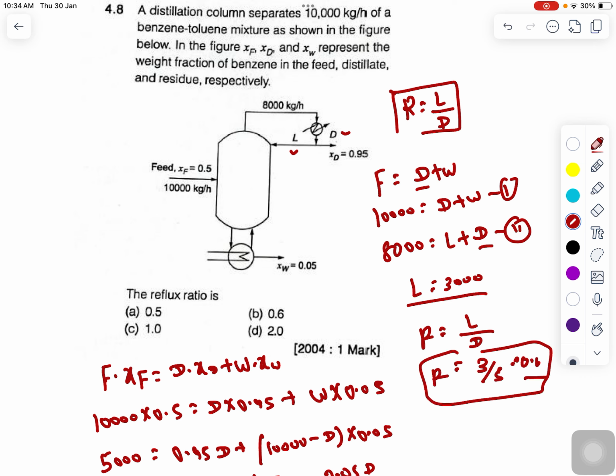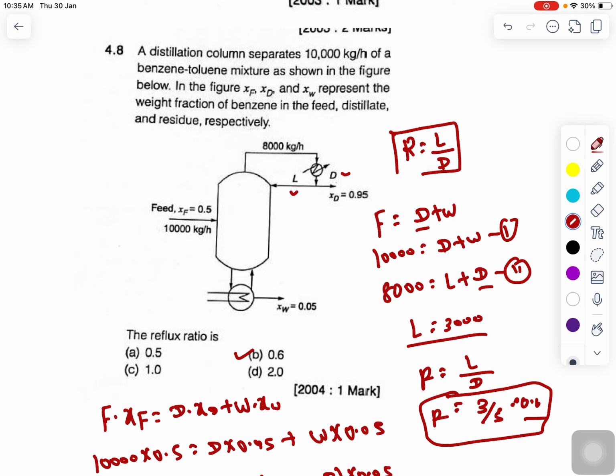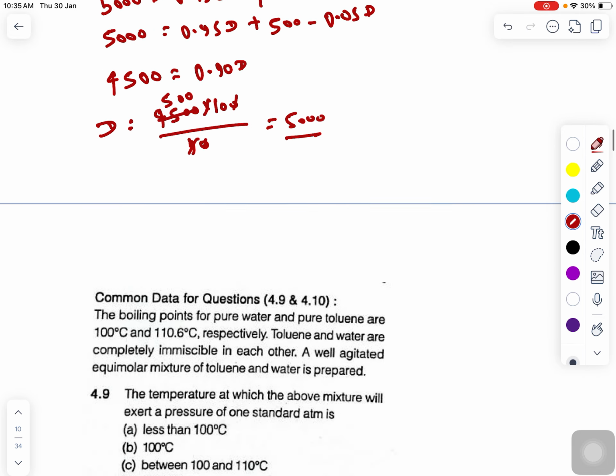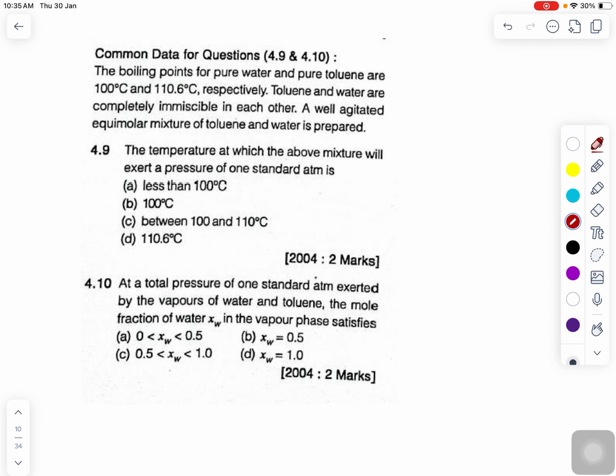So you have calculated the reflux ratio is 0.6, right? This was also a very fundamental question that requires the overall balance and component balance over the distillation column. That's it. Now moving towards the next question.